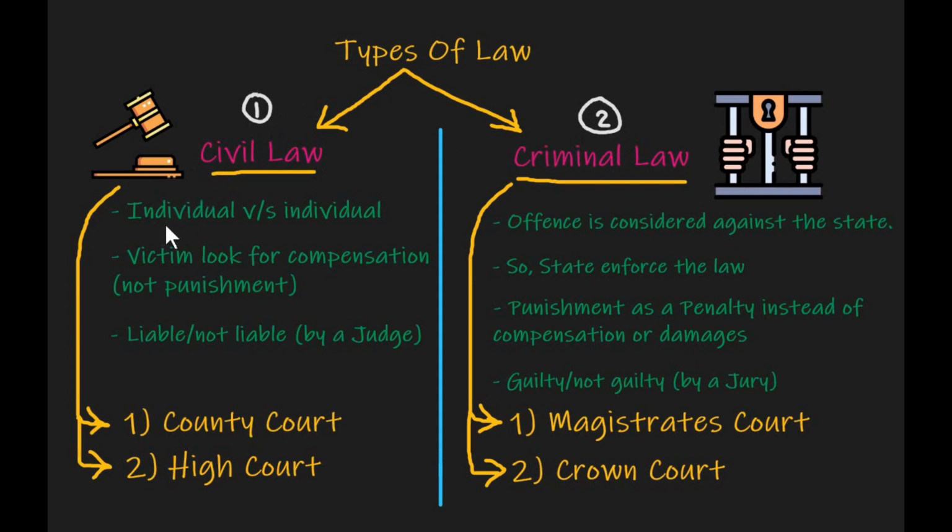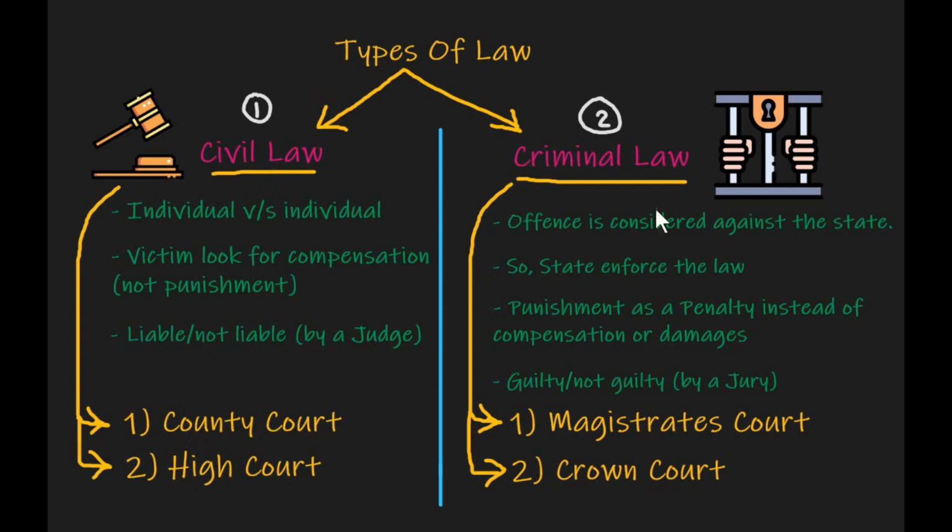Let's start with the civil law. Here in this case, the offender and the victim both are individuals. The victim looks for compensation for his loss instead of any kind of punishment, and based on the evidence, the judge decides whether the offender is liable to pay compensation or damages to the victim or not. In civil law, we have two types of courts, county court and high court.